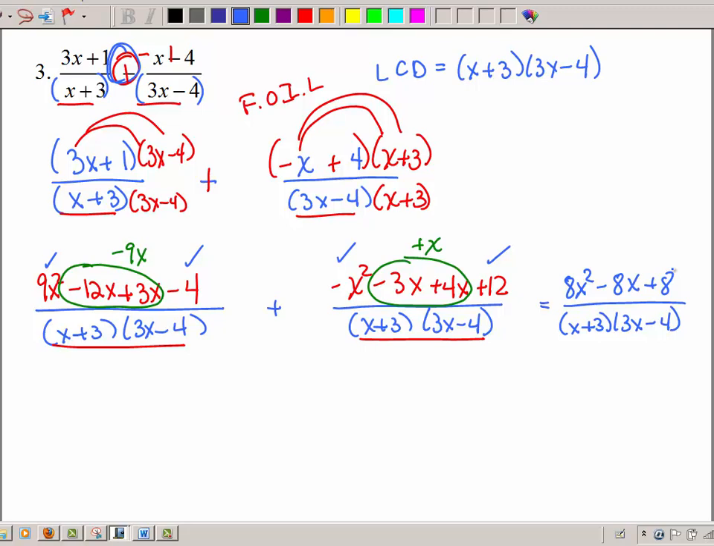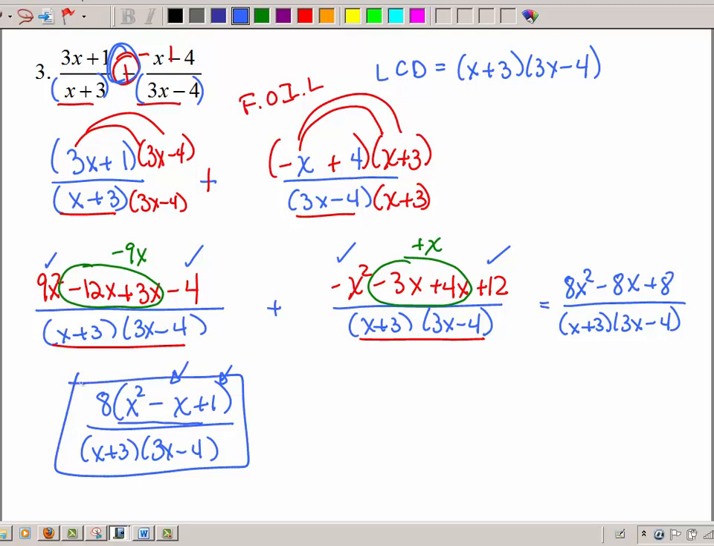So I've added. Can I reduce? Well, look at the top and they all have an 8, so it's just kind of screaming at me. Take out a GCF. So I'm going to take out the GCF of an 8. Then I look at this trinomial and ask myself, can I factor that further? Well, there's nothing that multiplies to get positive 1 and adds to get a negative 1. So that's a prime trinomial. So this would be the final answer. However, if you stopped here, that's also correct, but you really don't know that's correct until you factor it.